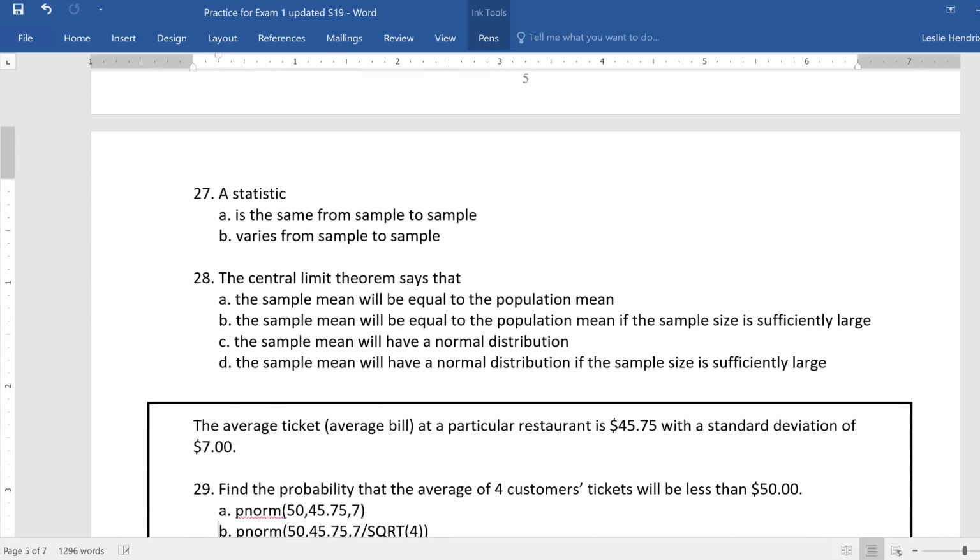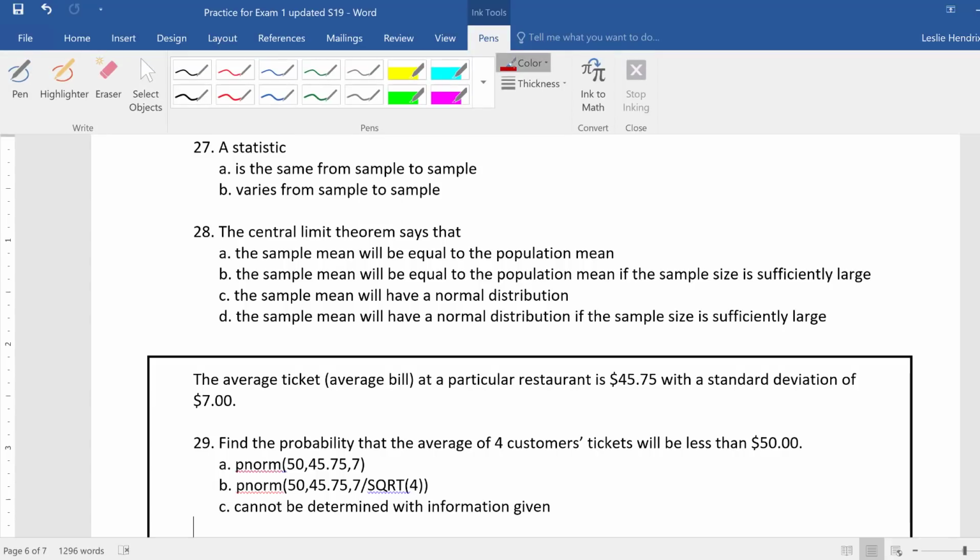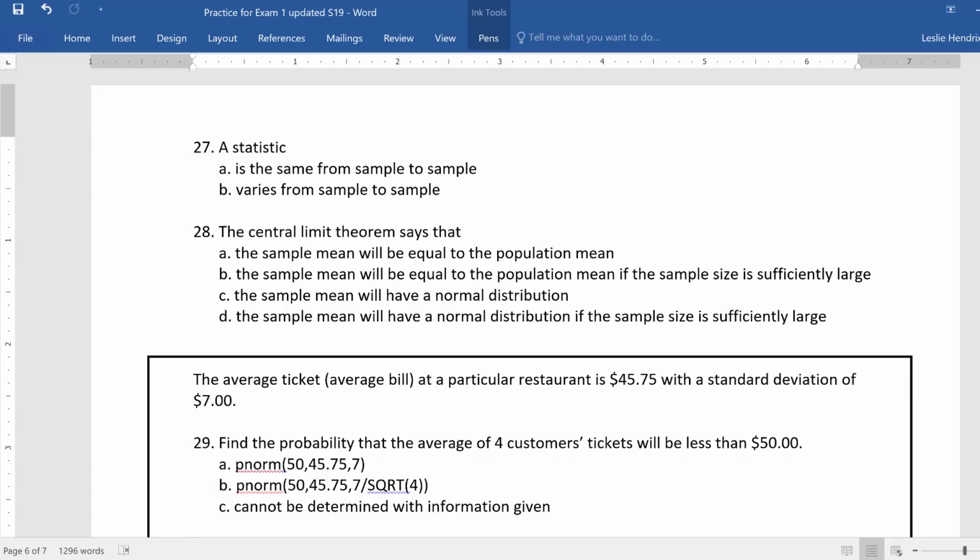Okay. So a statistic, is it the same from sample to sample or different from sample to sample? It definitely varies from sample to sample, because a statistic, like a sample mean, is going to be a little bit different from sample to sample because of sampling variability.